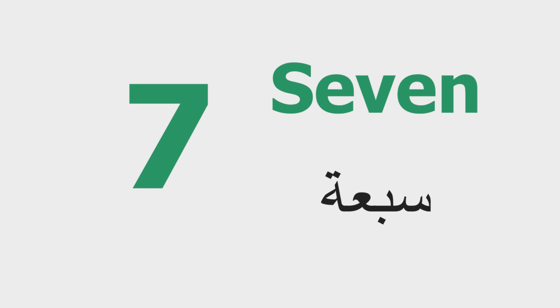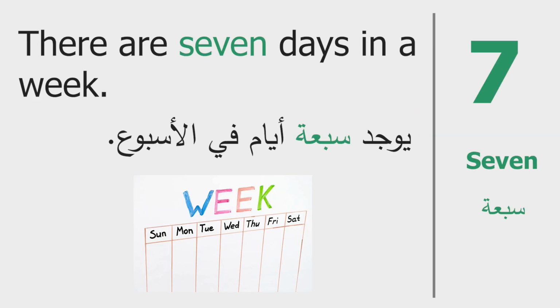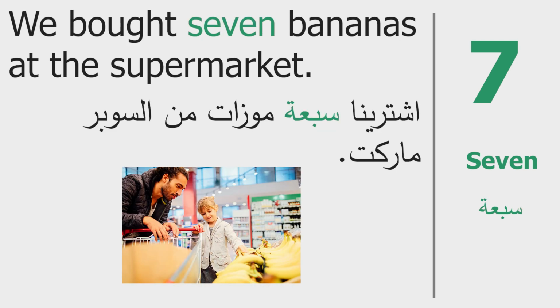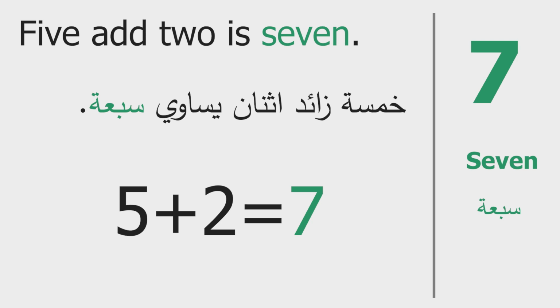7. There are 7 days in a week. We bought 7 bananas at the supermarket. 5 add 2 is 7.